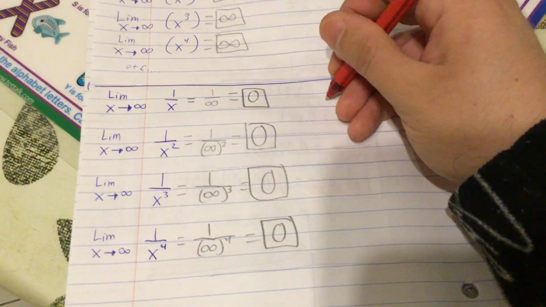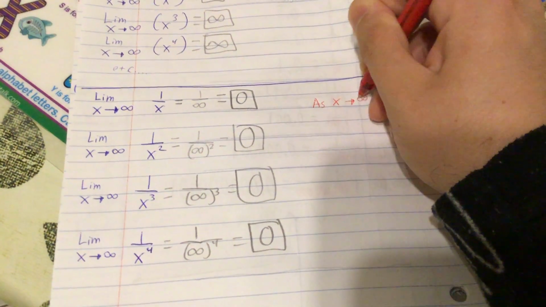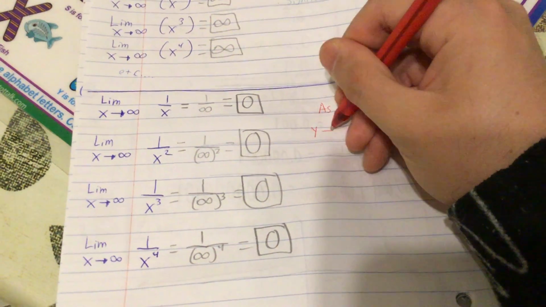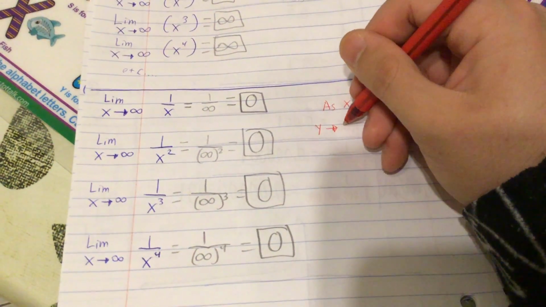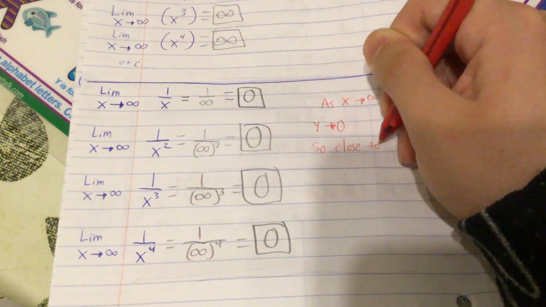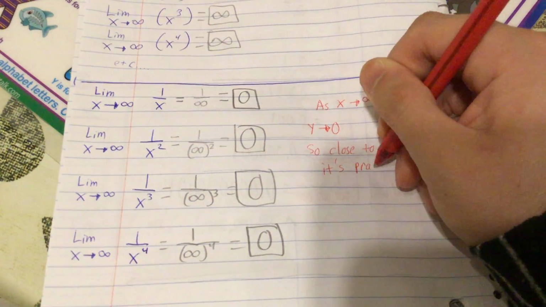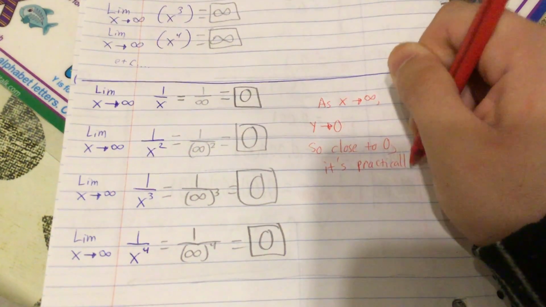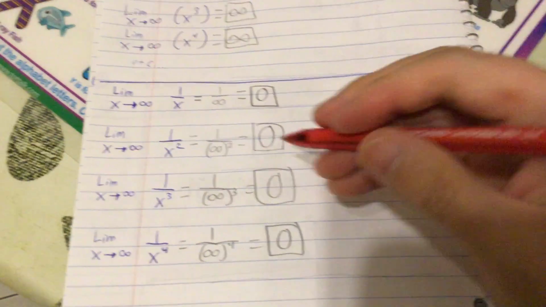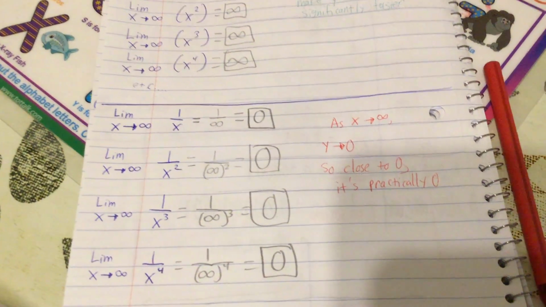So the reason why I'm having today be exploratory is because you need to think what wins the race. So in this one, as x approaches infinity, y approaches 0. So close to 0, it's practically 0. But remember, limits are about intent. Okay? That's all I want to leave you with today.